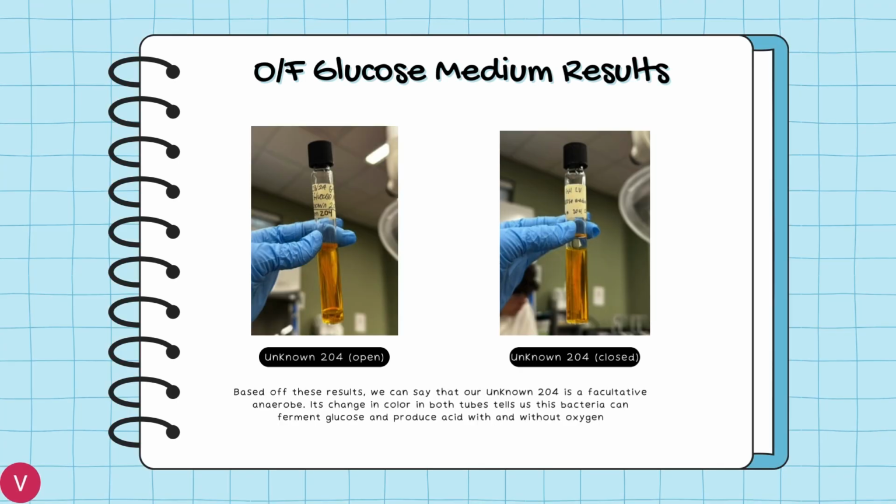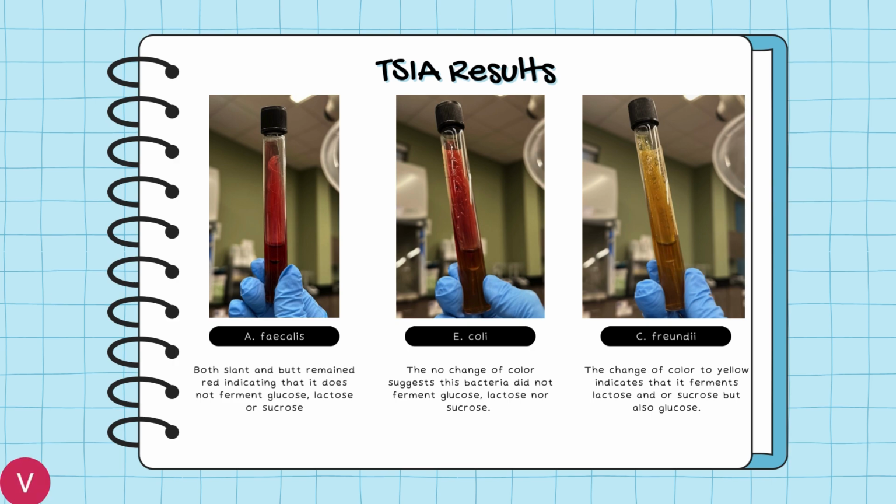These are the last results for our OF glucose medium for our unknown 204. Based off these results, we can say that our unknown is a facultative anaerobe. Its change in color in both tubes tells us this bacteria can ferment glucose and produce acid with and without oxygen.